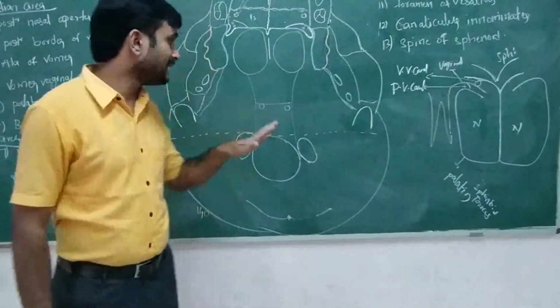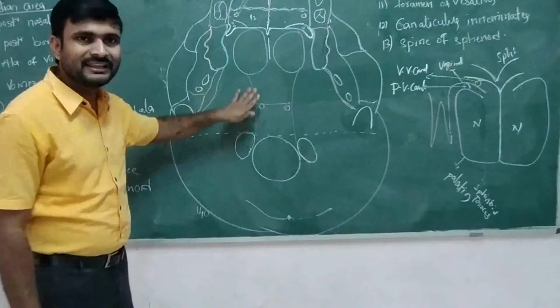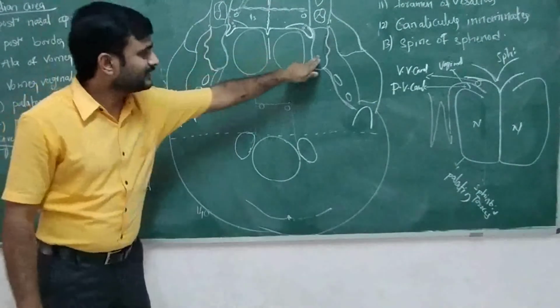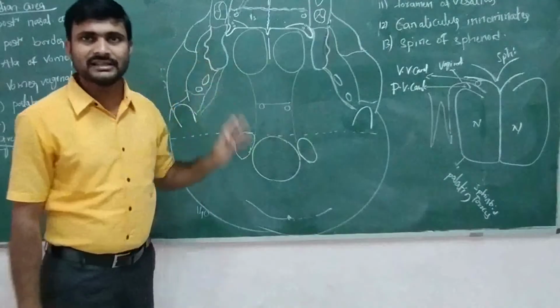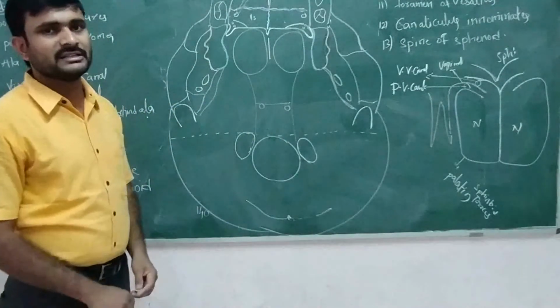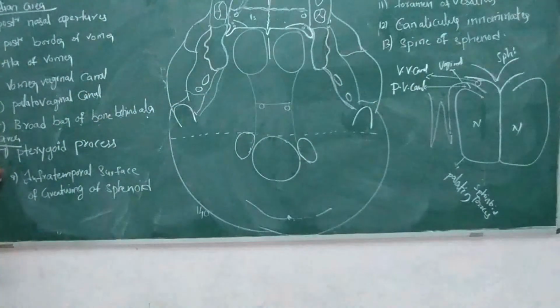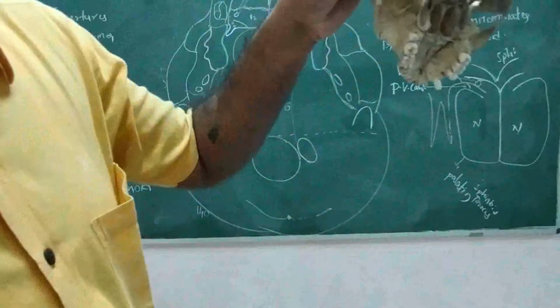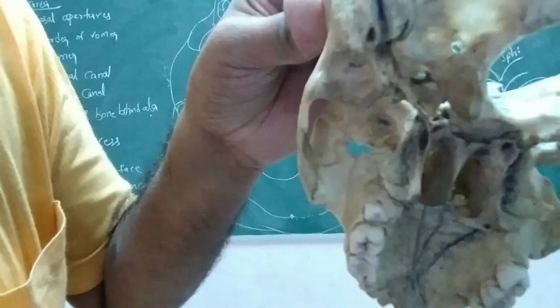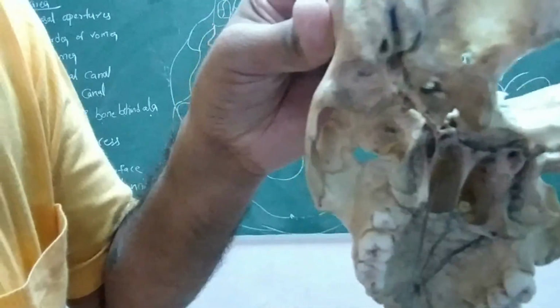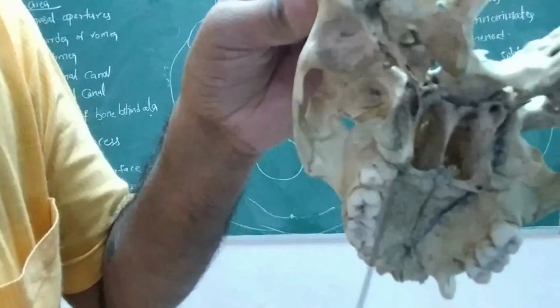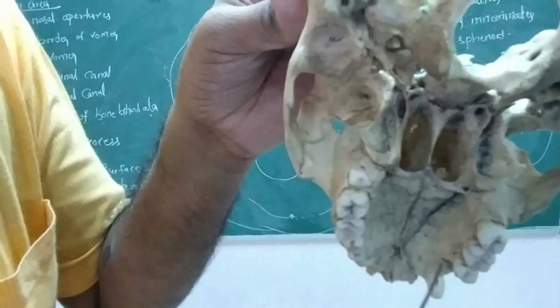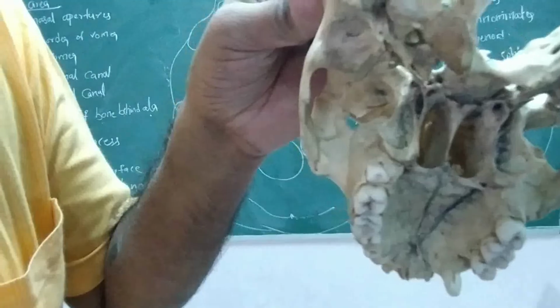Then next is the lateral area. This is completely called the lateral area. This entire part is the lateral area. First we are seeing the lateral area. Pterygoid process. Now I am explaining directly on the bone, the pterygoid process. See, this entire bone is called the pterygoid process. This pterygoid process has two bony plates.